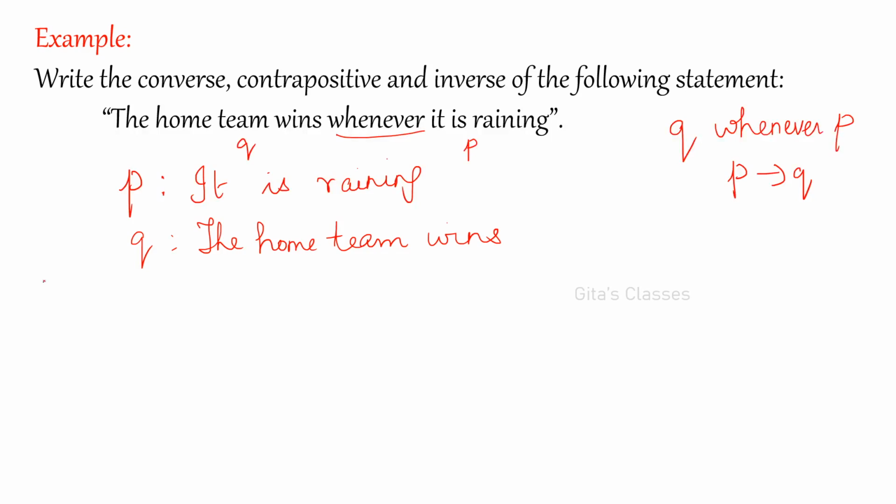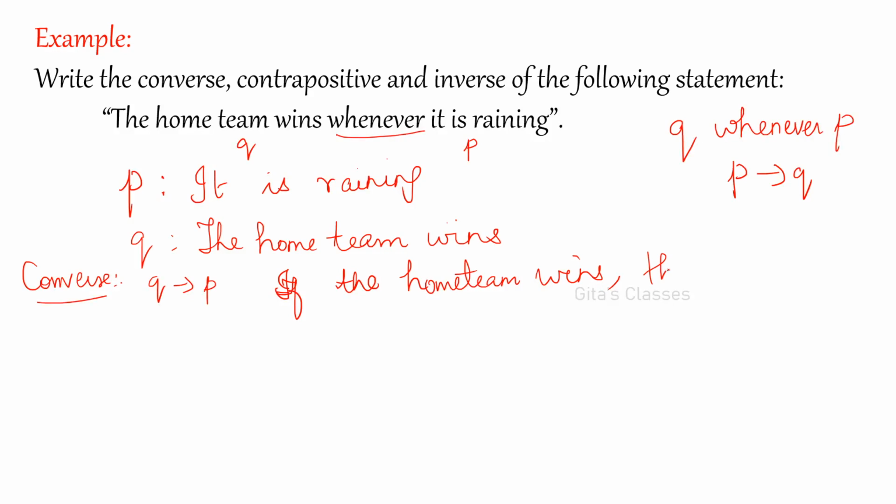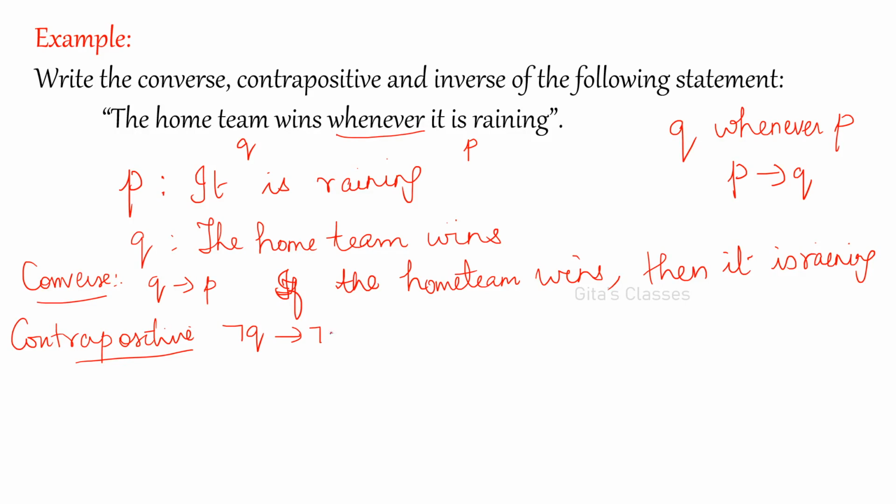Now we have to write converse. How will you write converse? Just interchange: Q conditional P. That means, if the home team wins, then it is raining. This is the converse of the given statement. Next is contrapositive. How will you write contrapositive? Just add not with this. So not Q conditional not P.